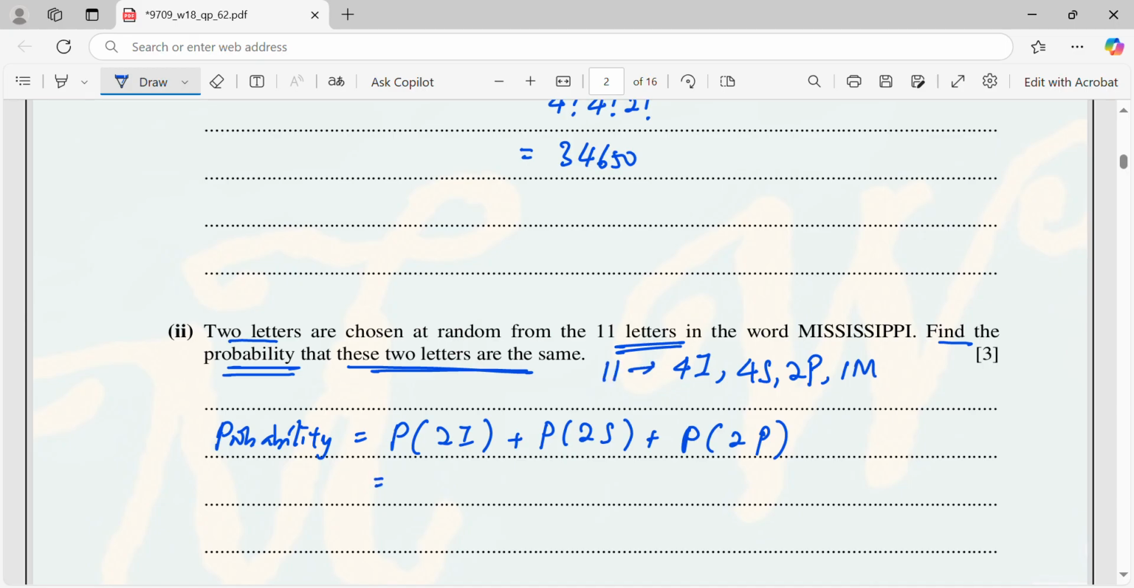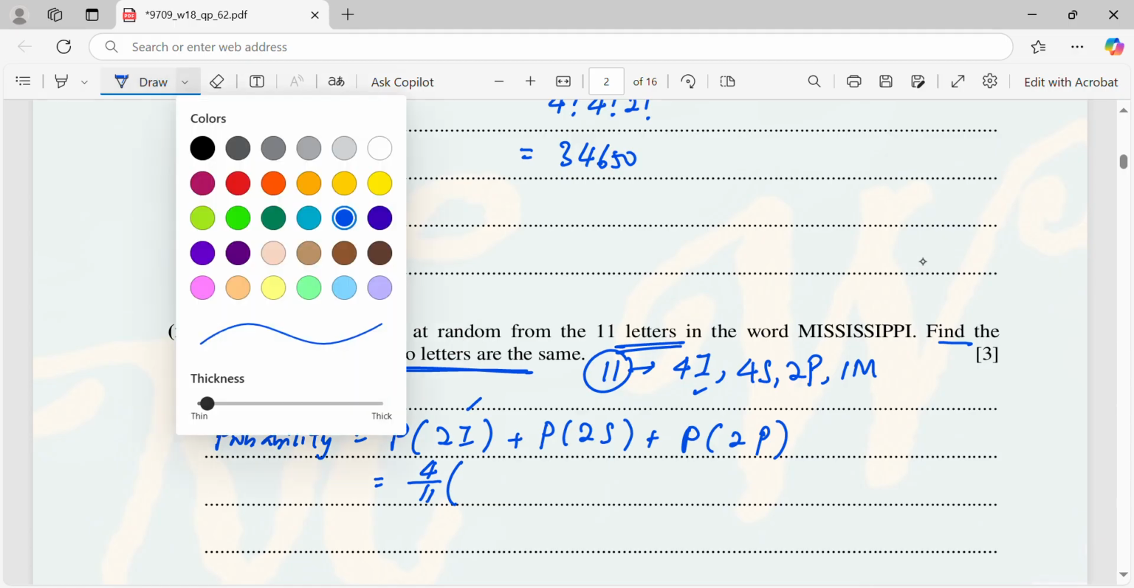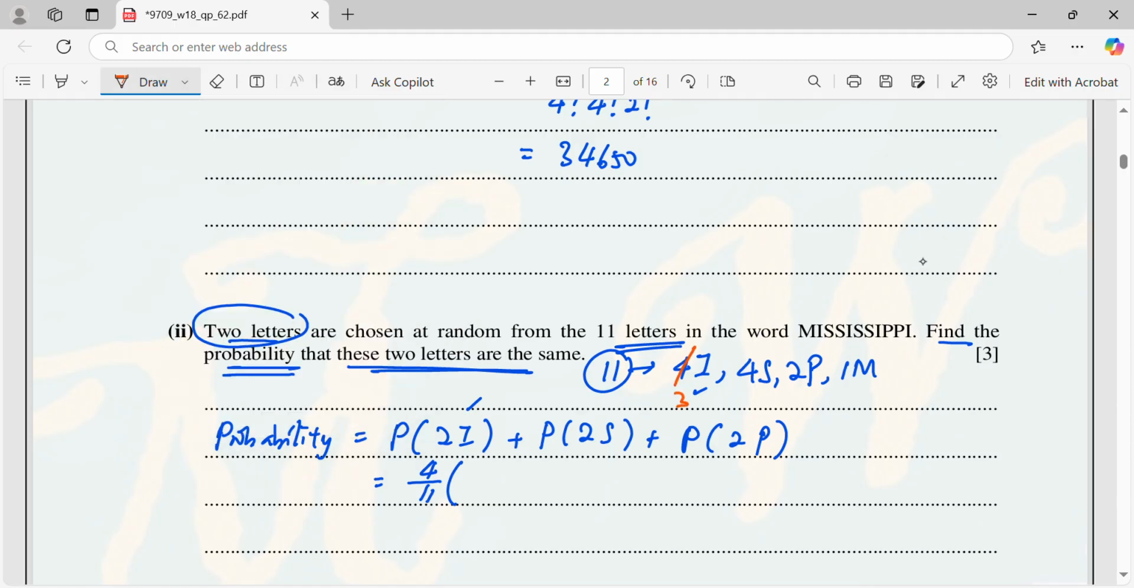So now since we are choosing 2 letters, that means it is the selection without replacement. Okay, so basically we have 2 methods to solve this question. The first one is you consider the selection without replacement, means that to get 2 I's, I have to choose 4 from 11 first for the first I. Okay, after that, once I have chosen the first I, I still have 3 more I left. So the total becomes 10 now. So therefore, the probability of choosing the second I, that is 3 over 10.